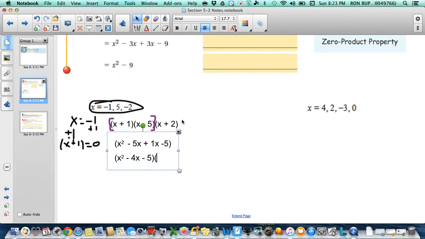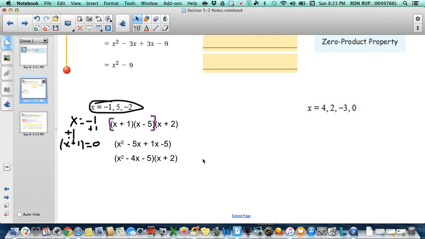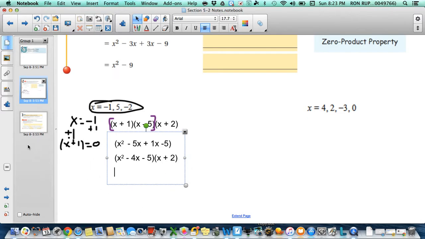And now we're going to bring down this factor and distribute again. So now we have to go x squared times x will give me x cubed. X squared times 2 will give me 2x squared. And -4x times x is -4x squared. And -4x times 2 is a -8x. -5 times x is -5x. And then -5 times 2 is -10.